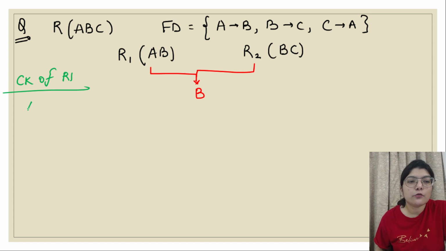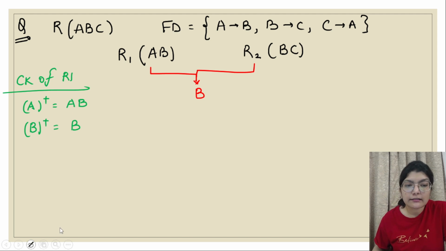So what is the candidate key of R1? If I take the closure of A, what will I get? A closure, so I'll get A and I'll get B, right? Then what is the closure of B? Closure of B, so I will get B. Now I will get C and I will get A, right? But C is not an attribute of R1.